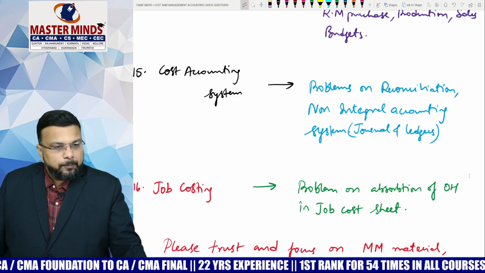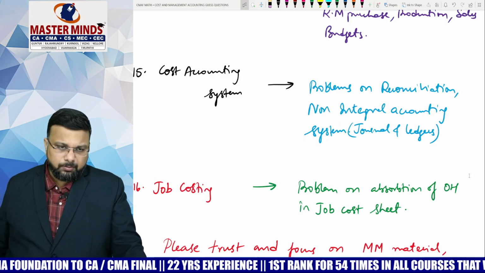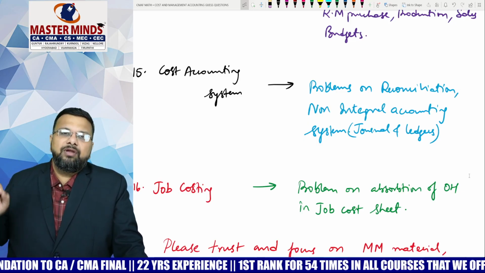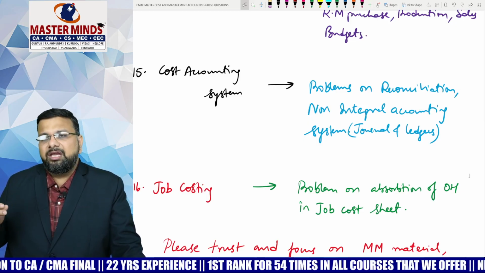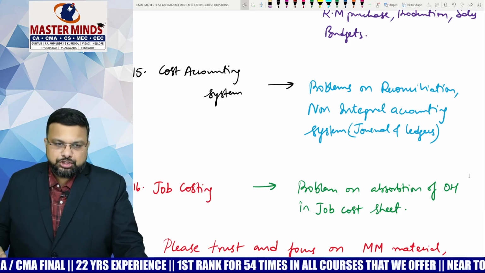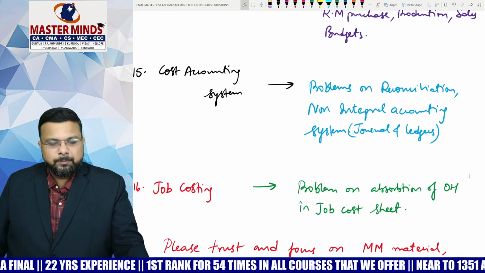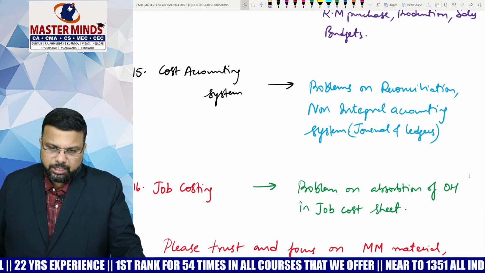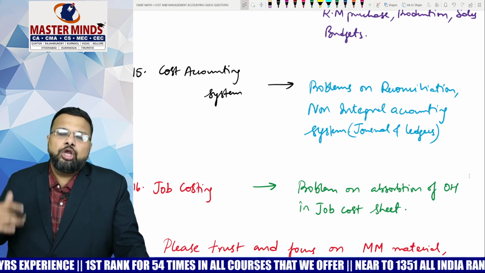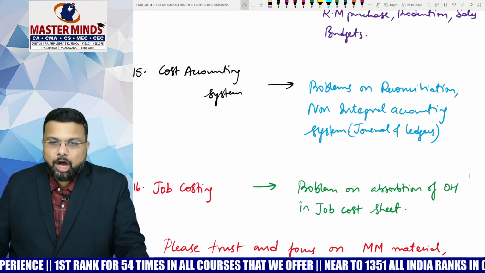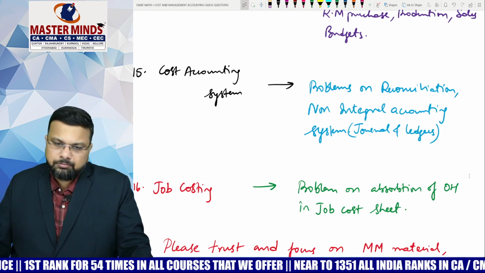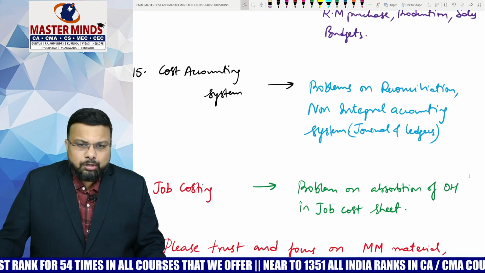Last chapter is your job costing. In this, you have a couple of problems. Focus on a problem where we are preparing a job costing by absorbing overheads. Because up to prime cost, you will not have any issue. It's all about how you are going to absorb overheads in the job cost sheet. We have a couple of problems there, especially problem number 2, if I'm not wrong.